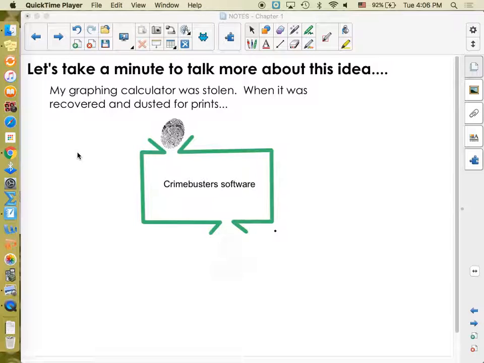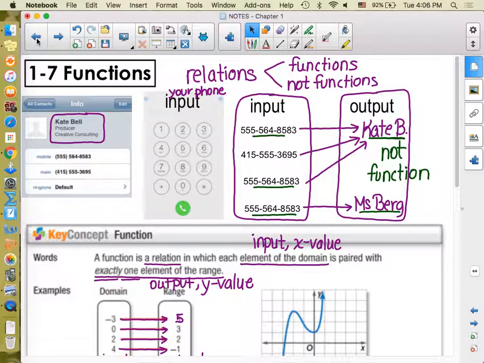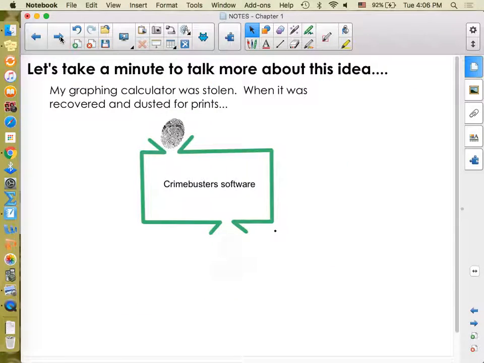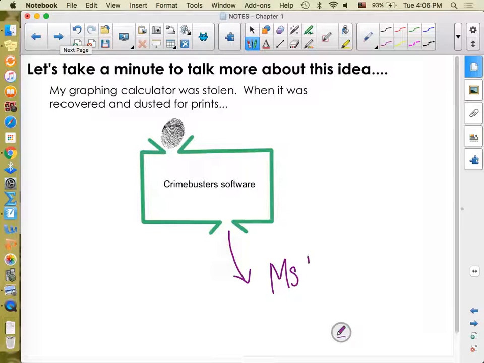Before we return to your notes, I want you looking at the notes you had from the last video about functions and thinking about this idea. So let's say my graphing calculator was stolen, or something of value. When it was recovered and they dusted for prints, what we found was that one person's name came out, Ms. Holzbach. Ms. Holzbach grabbed my calculator and stole it.